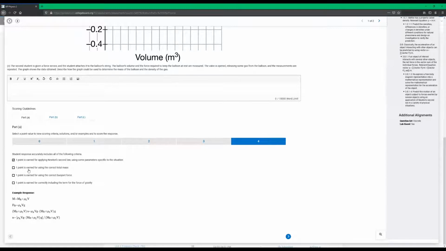1 point is earned for the correct total mass. So recognizing that the mass in the system is the mass of the balloon plus the mass of the gas, which would be its density times volume. So this is really just what they look for. For using the correct buoyant force, which is rho of the air. That's the important part. A lot of people here would just leave it as rho or use rho G, but it's the density of the surrounding medium. And so literally this is how they score these in physics.